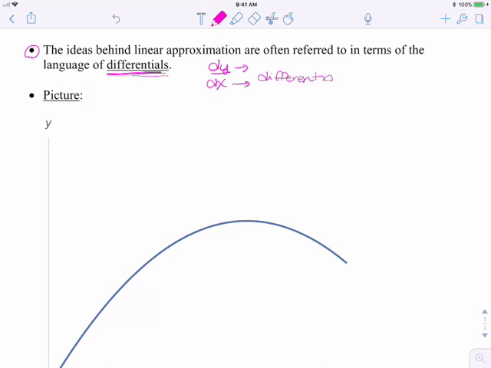dy and dx separately, those are called differentials, and they basically represent approximations for the change in y and the change in x.